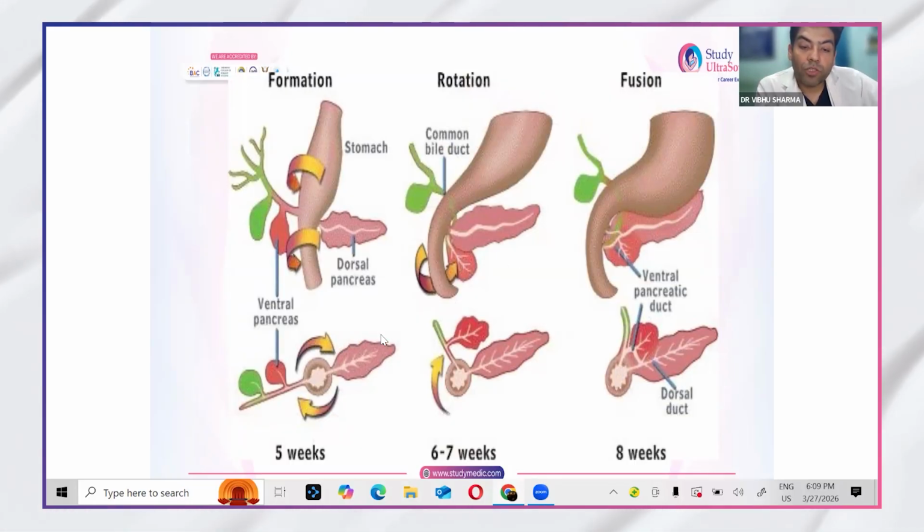After the fusion, the ducts complete, and you can see the ventral pancreatic duct, which is localized above the dorsal duct. So there is a main duct and there is an accessory duct. By the 8th week, the ducts are totally in place.